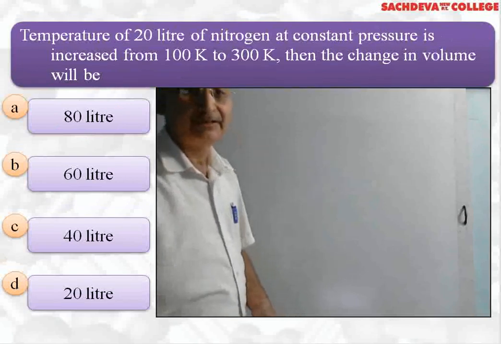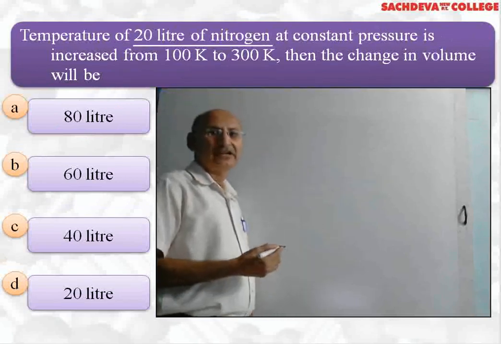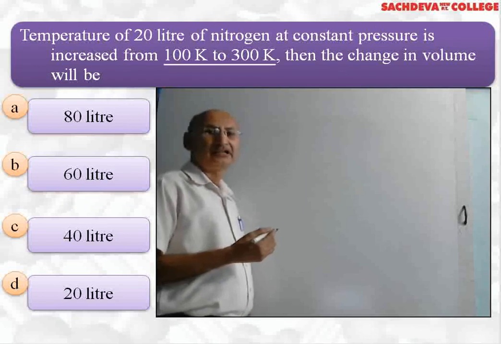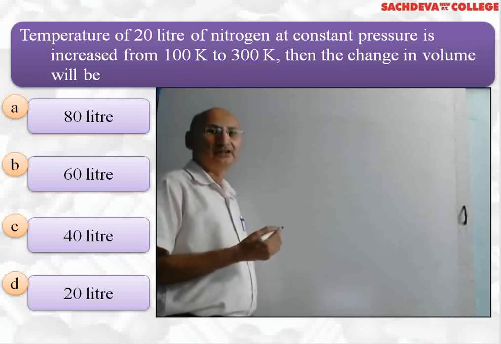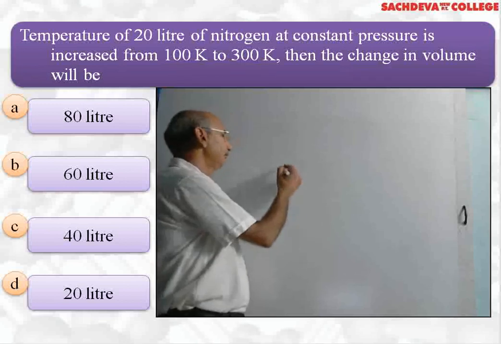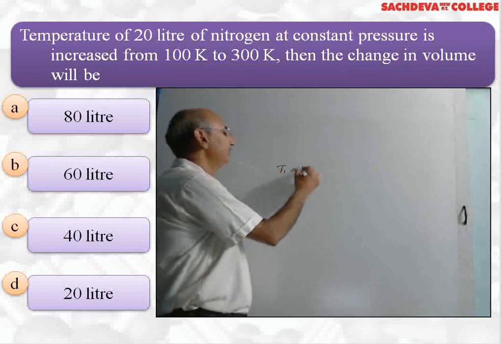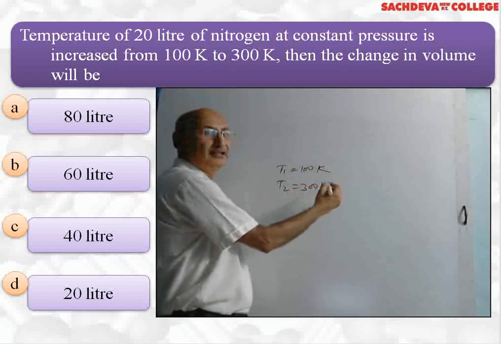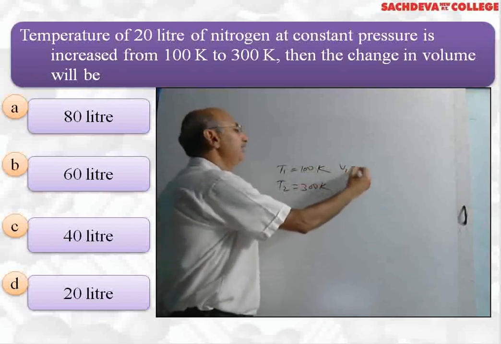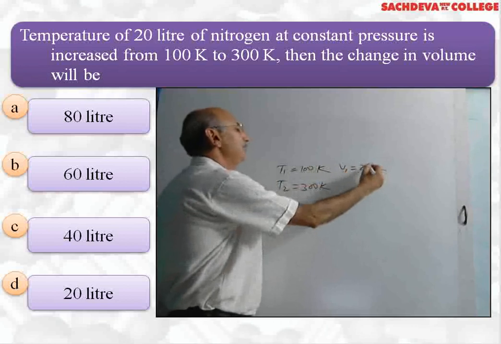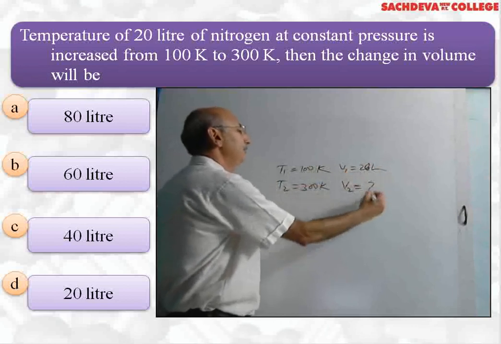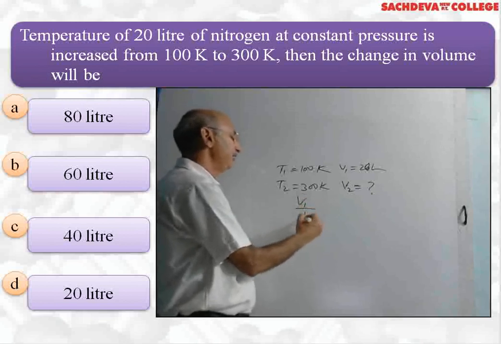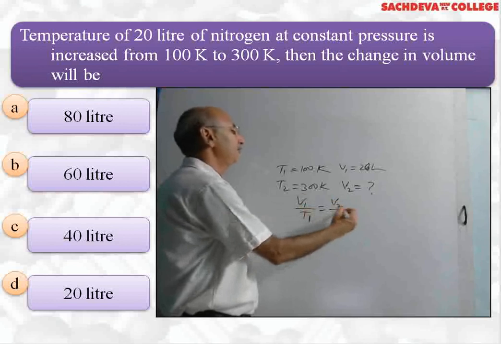Next question, the temperature of 20 liters of nitrogen at constant pressure is increased from 100 Kelvin to 300 Kelvin. We have to find out the change in volume. Initial temperature is 100 Kelvin. Final temperature is 300 Kelvin. Initial volume V1 is 20 liters. And we have to find out V2. First we will find out V2. Formula will be V1 over T1 is equal to V2 over T2.